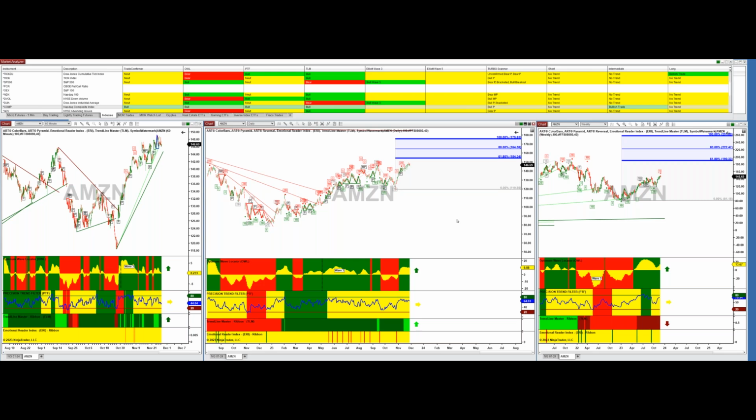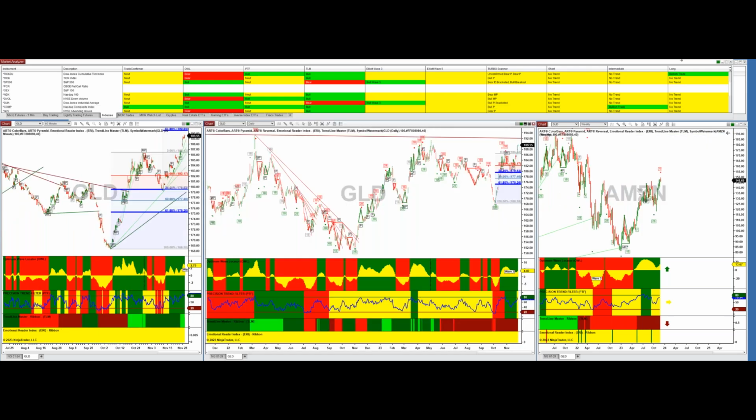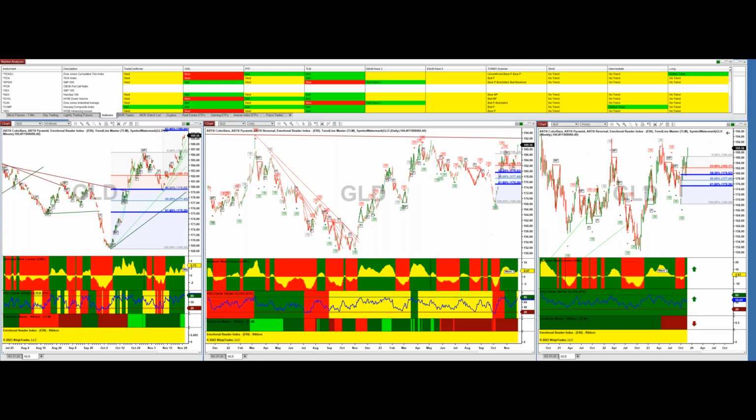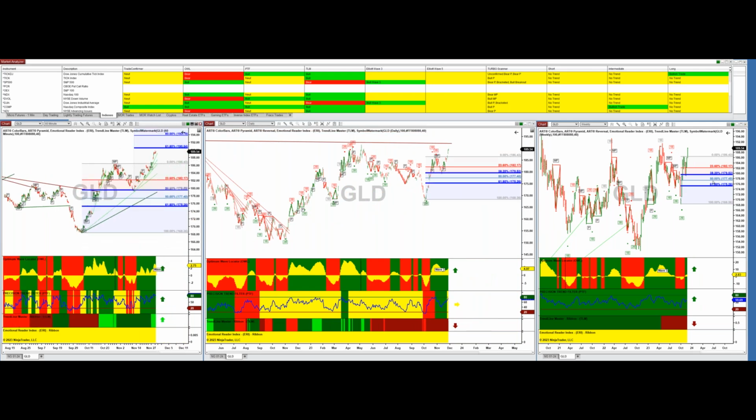All right, gold. We had a couple of little retracement areas and gold hit that. And now we've been off to the races. So here's our short-term analysis of the pullback, we hit that, and here's our short-term target on gold. So gold's still moving up.